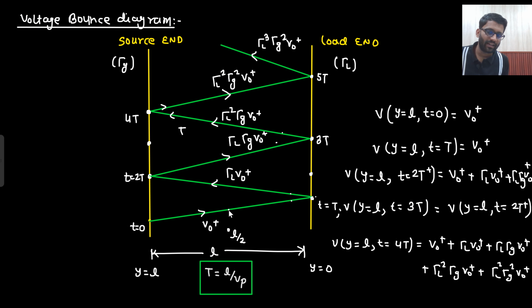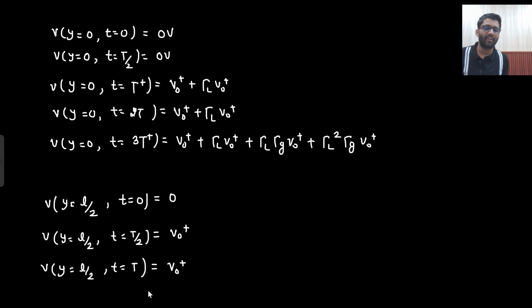So here you will say that this is time t equals 0, this is time t equals t, so this time will be t by 2. This is time t, this is time 2t, so the middle distance will be 3t by 2. This is 2t, this is 4t, so this will be 5t by 2. So at 3t by 2, I am having V0 plus, along with that I am having gamma L V0 plus as well.